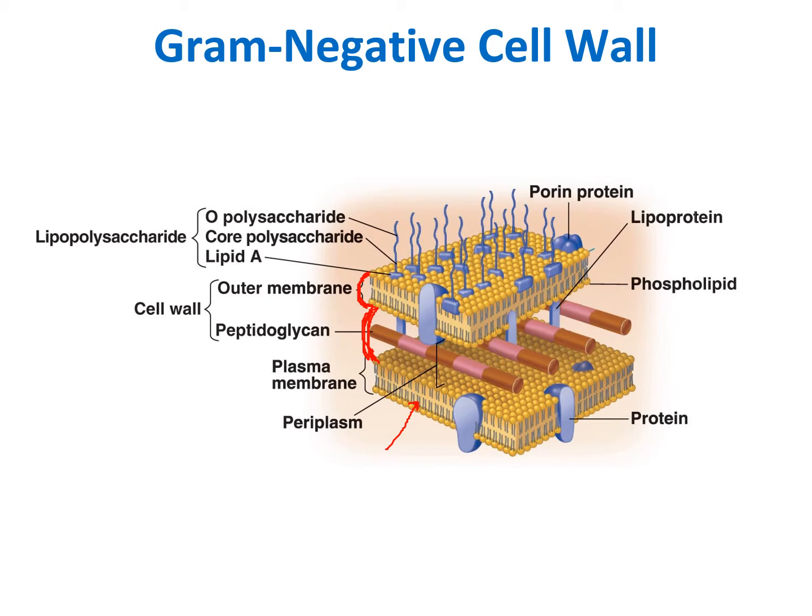This peptidoglycan layer is not cross-linked in the same way that it's cross-linked for your gram-positives. Instead of all of the cross-links, the peptidoglycan is actually attached to the outer membrane through these proteins. You can see here and here. These are called Braun lipoproteins, and they have a hydrophobic anchor in the outer membrane, and then they bind the peptidoglycan to the outer membrane.